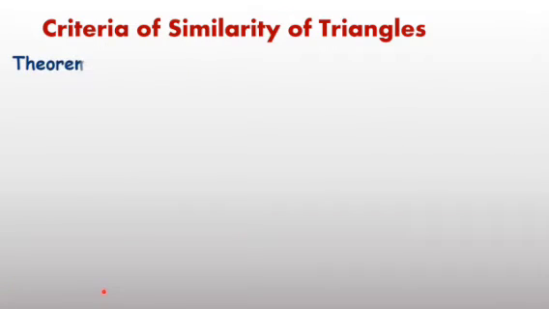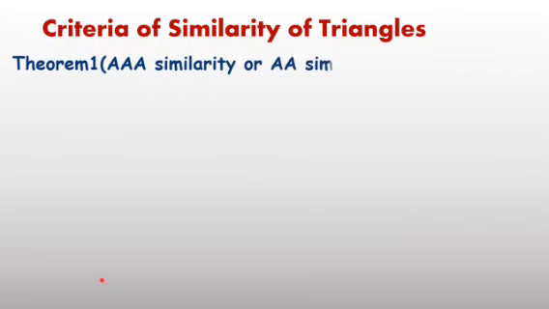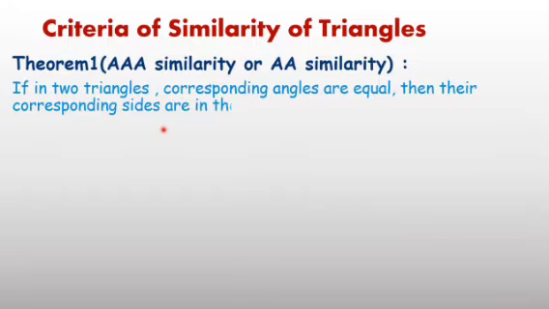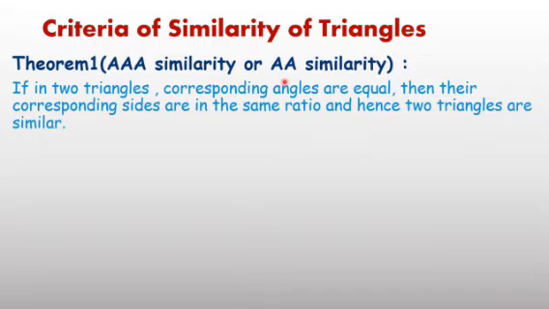Next, the criteria, or what is the requirement? The first criterion is written under the heading triple A similarity or AA similarity. Triple A and double A are both the same. It implies if in two triangles all three corresponding angles are equal, then both triangles are similar. Or in another way, you can say, if two angles of one triangle equal the corresponding two angles of the other triangle, again they are similar, because if two angles are equal, then the third is also equal.